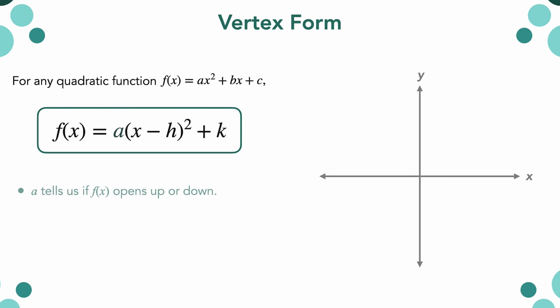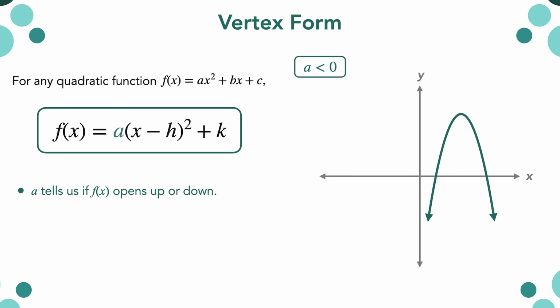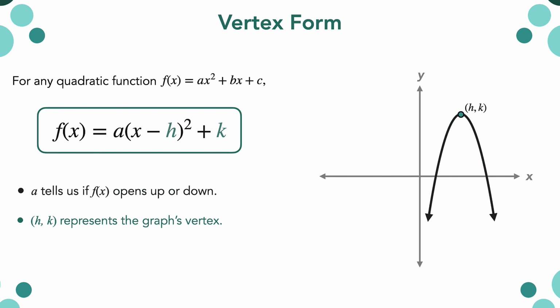First, a can tell us whether our graph opens up or down. If a is positive, the graph opens upward, and if it's negative, the graph opens downward. H and k give us the vertex of f of x, (h, k). The vertex is the point where the graph changes direction. Let's try graphing parabolas using what we know about vertex form.